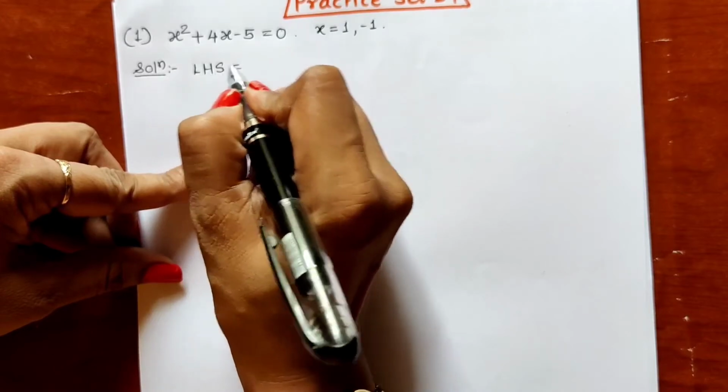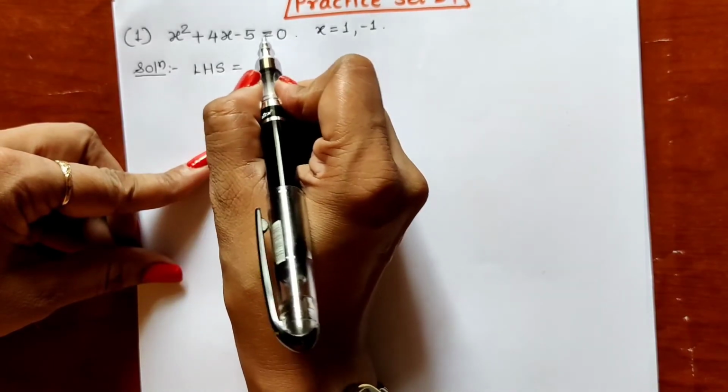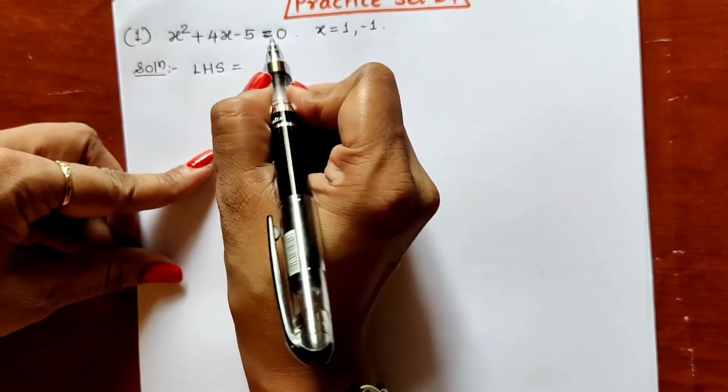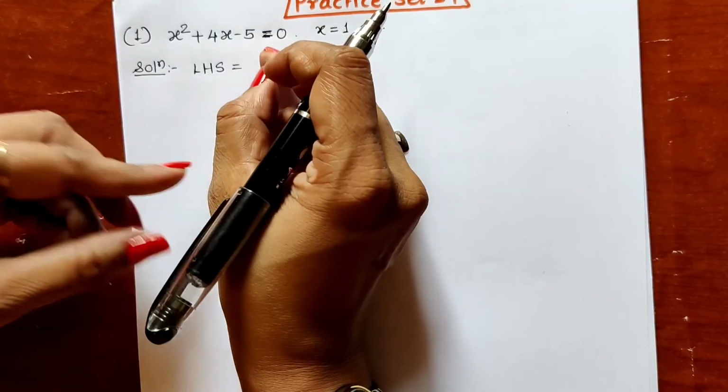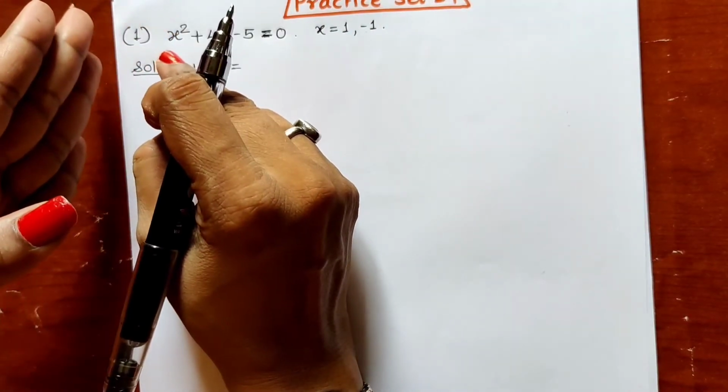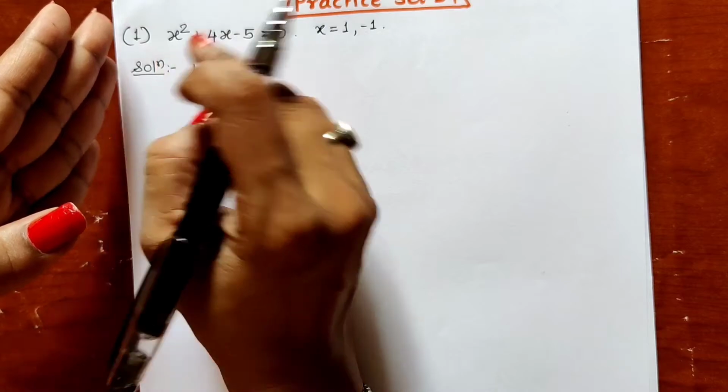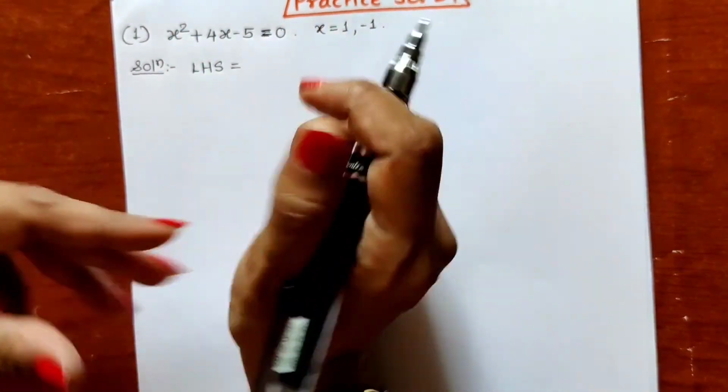LHS means left hand side. What is the left hand side? We all know, we have to consider this equal to sign as the middle part, and then the left side of the equal to sign is the left hand side, and the right side of the equal to sign is the right hand side.